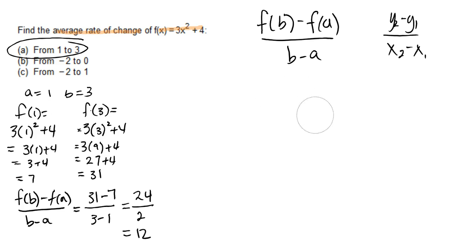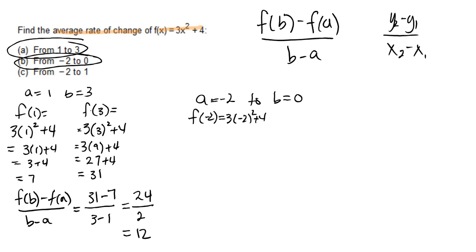So we'll do the same thing with part B. We want to find the average rate of change from a equals -2 to b equals 0. So we need to calculate f of -2. That's 3 times -2 squared plus 4. -2 squared is 4. 3 times 4 is 12. And 12 plus 4 is 16. Then we'll calculate f of 0. 3 times 0 squared plus 4 is 4.